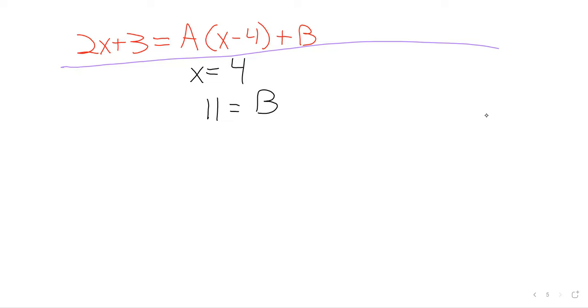So, great. I said the Heaviside method wouldn't work, but it's working fine so far. We found B. And I mean, the issue now is that there's no other number we can plug in that's going to turn anything to 0. x equals 4 was it. And x equals 4 allowed us to find B, but it didn't allow us to find A. So we still have this A.